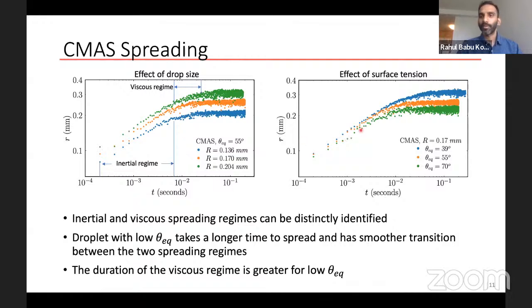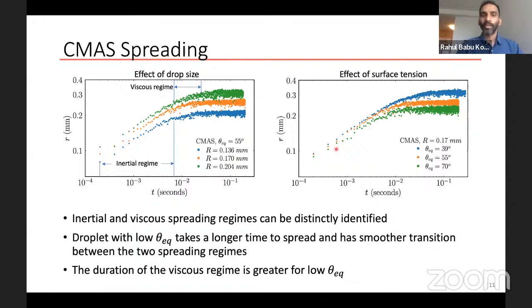As expected, we see that the smallest contact angle, the one with 39 degrees, takes a very long time to reach equilibrium, and also that it has a very smooth transition between the two different regimes when compared to the other two contact angles that we use. Also, one other interesting thing to note is that the duration of the viscous regime for the smallest contact angle is much larger compared to the other two contact angles.